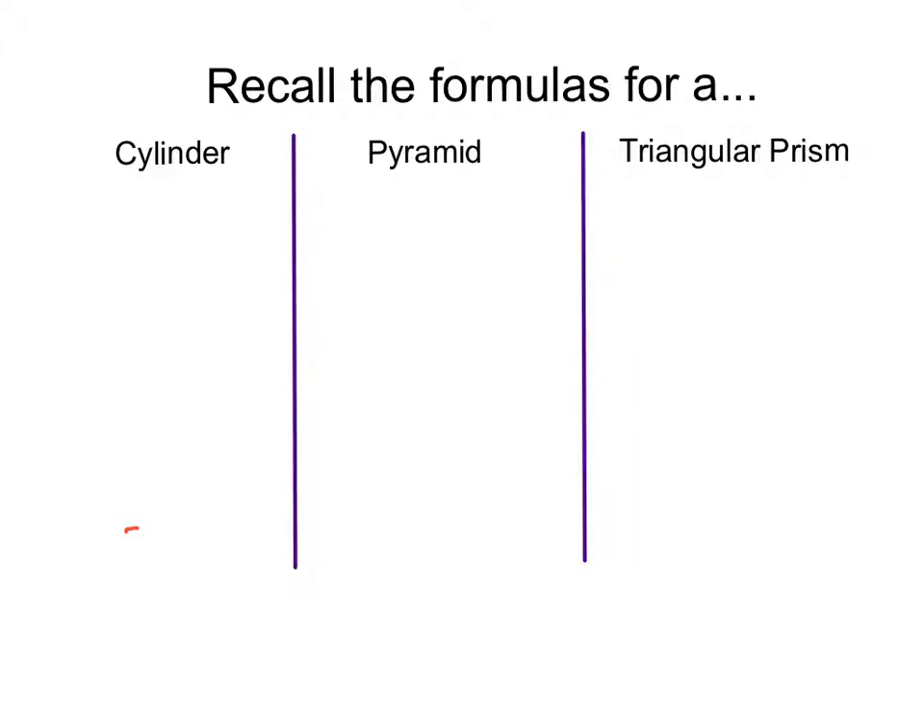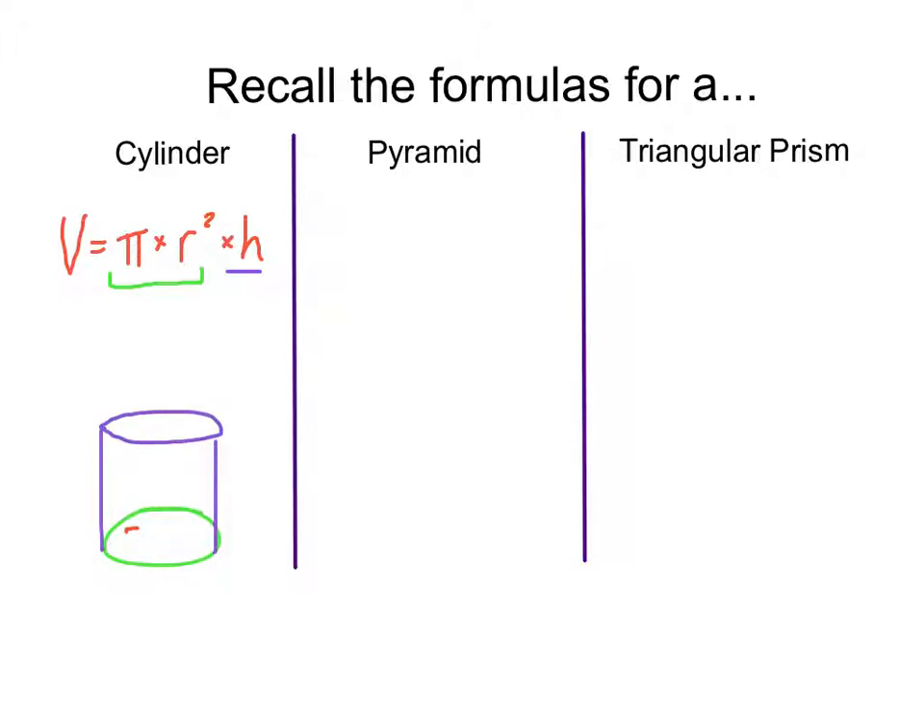So, the formula for the volume of a cylinder we've already done, so this should be easy recollection. Remember, it's pi times our radius squared times our height. And remember, we talked about how this portion came from the circular base, and then our height was the remainder of our container.